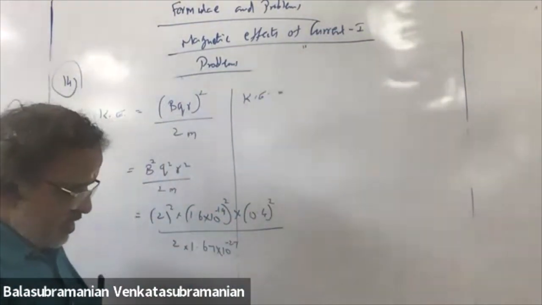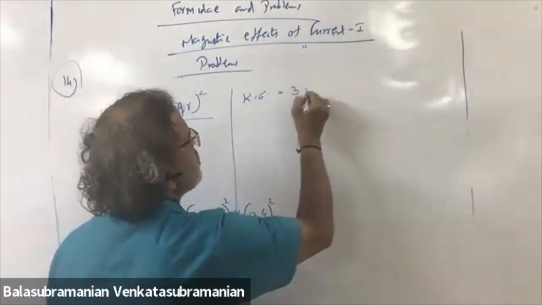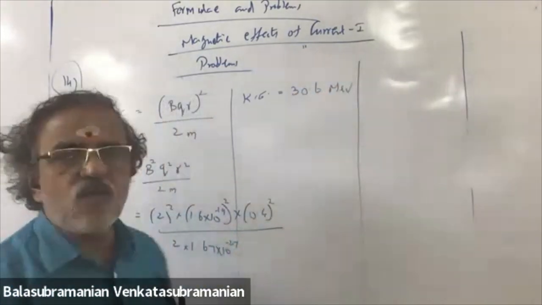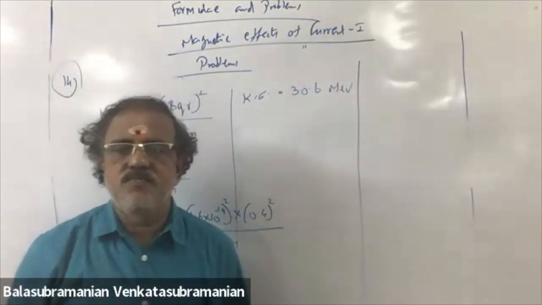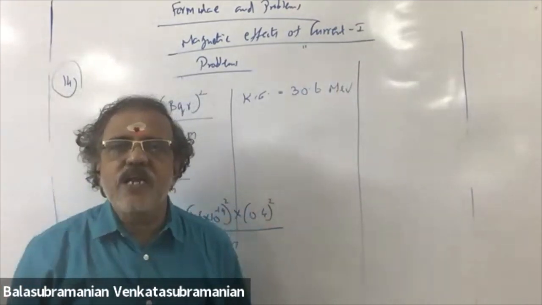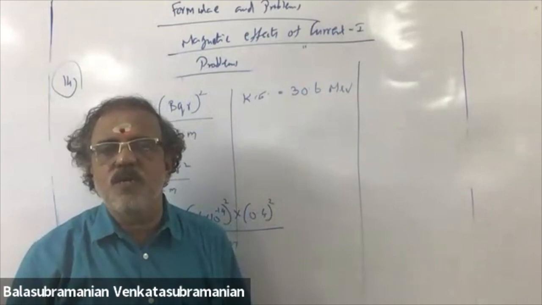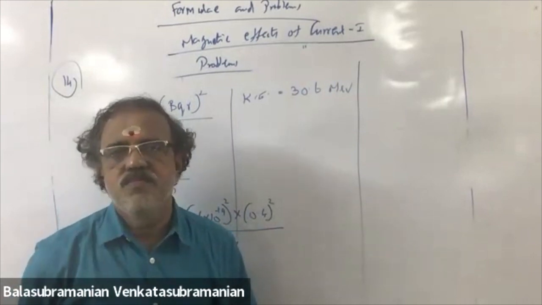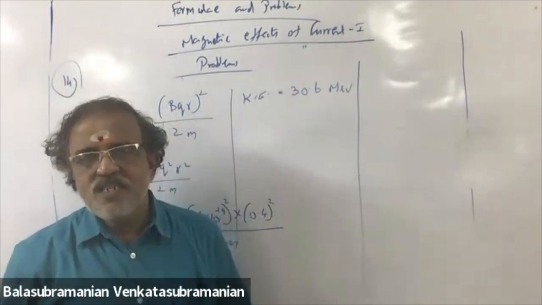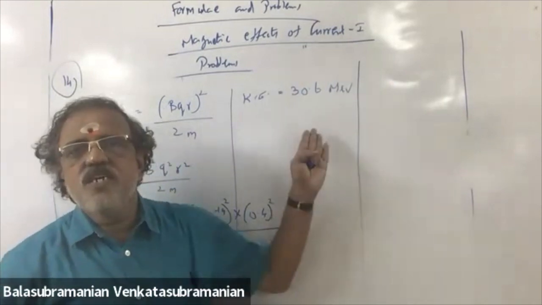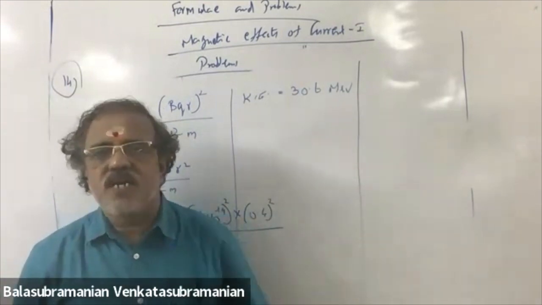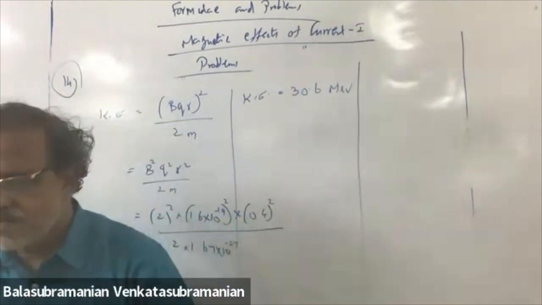The kinetic energy is 30.6 MeV, because they are asking you to calculate only in million electron volt. 1 million means 10 power 6. 1 electron volt means 1.6 10 power minus 19 joule. That is only actually the SI unit. But the question asks the answer in terms of MeV, so we have written like that.